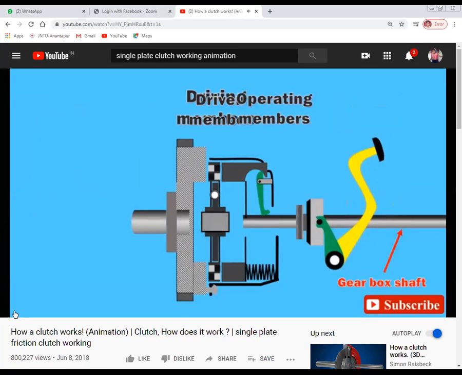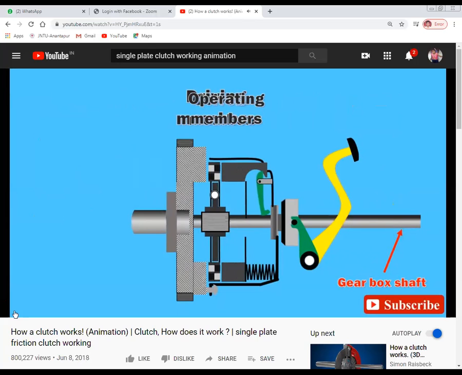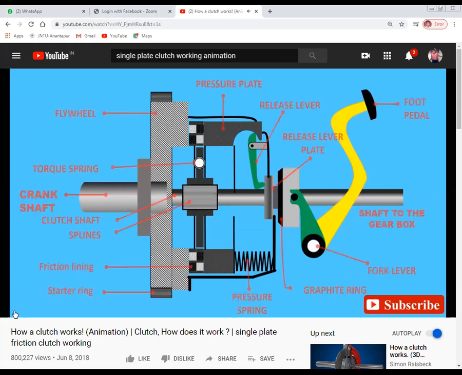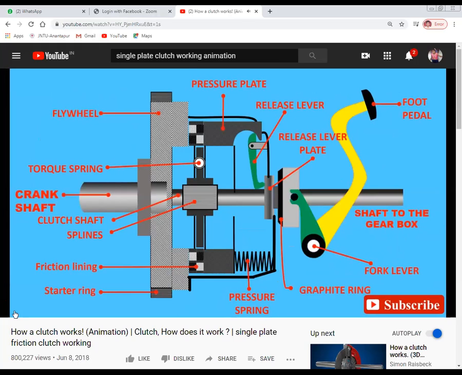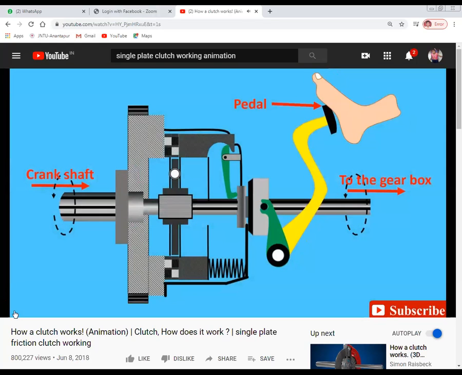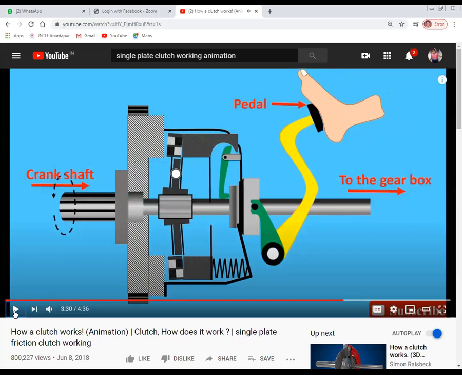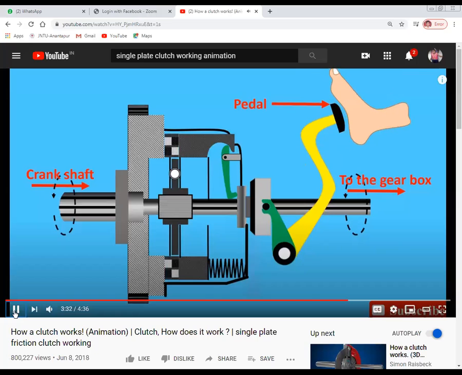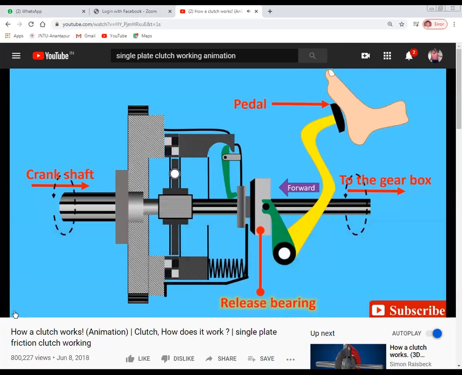The driving member, driven member, and operating member are connected to each other. It is called a single plate frictional clutch. So in this, the parts are located over there. Once the parts are connected to each other, then we come to the working principle. When pedal force is applied on the pedal, it is disengaged, and it is engaged again, power being transmitted.